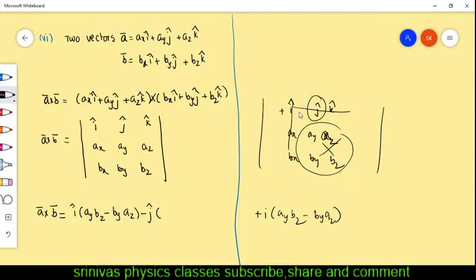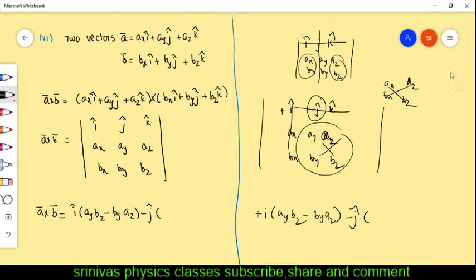We have to come to the j. Minus j we have to write, minus j into. We have to close the j column: i cap, j cap, k cap, ax, ay, az, bx, by, bz. Then we have to close the j cap column and row. Then the remaining is ax, bx, az, bz. You multiply ax with bz. You will get a 2 by 2 matrix. ax, az, bx, bz is the remaining.